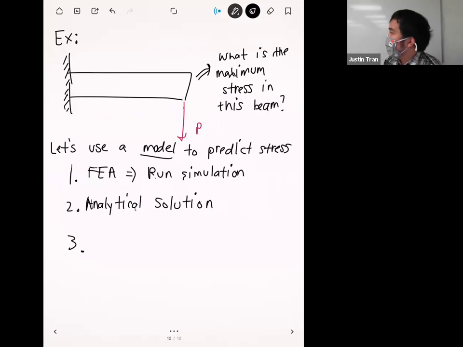the definition of a model is so broad, right? It's something that we're just using to predict reality. And so another example that you can do is you can just ask your cousin.